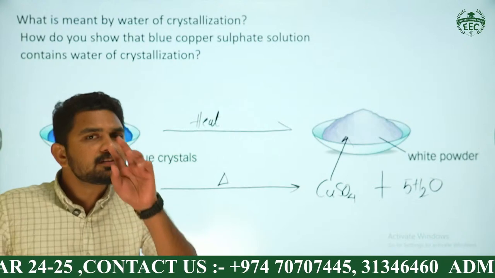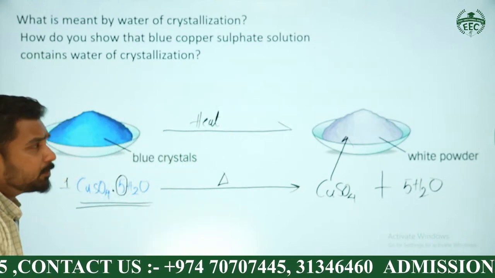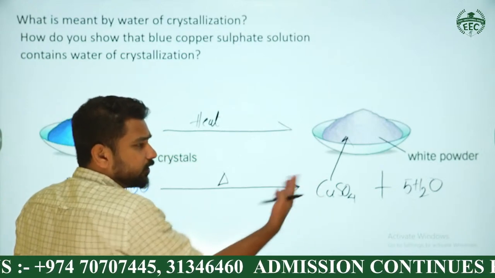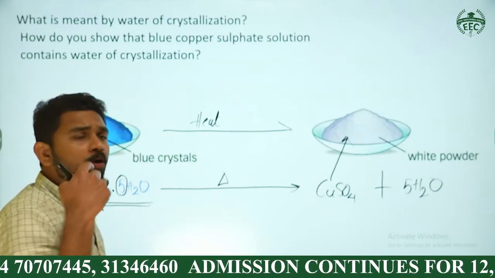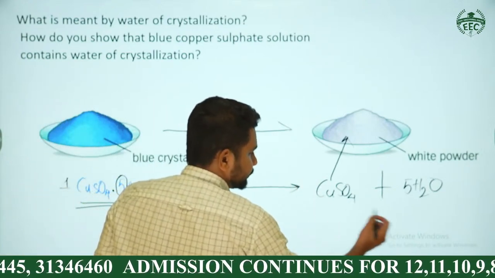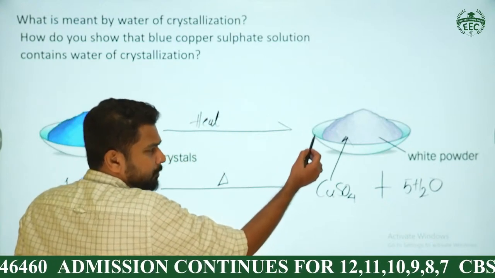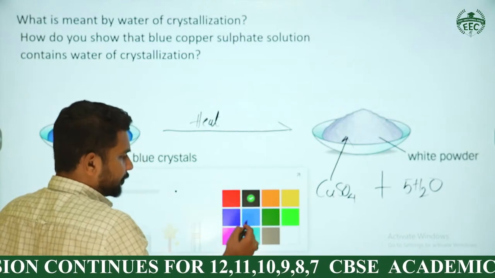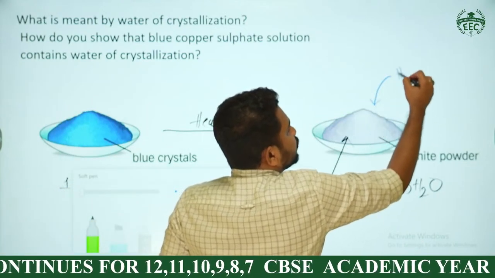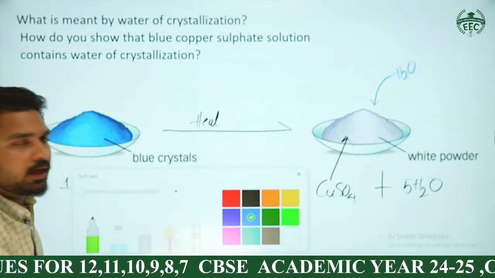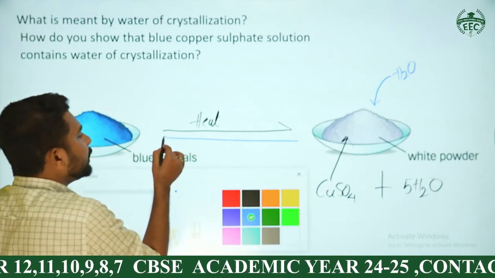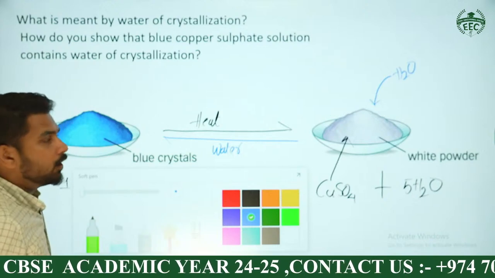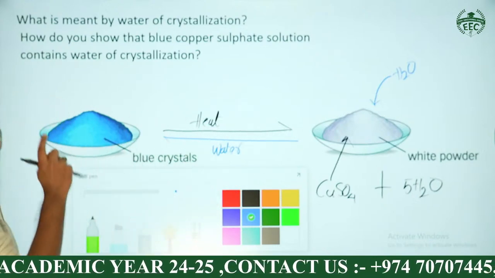Then what is the second step that you need to show that? The second step is add some water or moisture to this copper sulfate. Listen guys, I'm adding some H2O here. So what will happen? Yes, if you add some water to it, then again it will turn into blue.